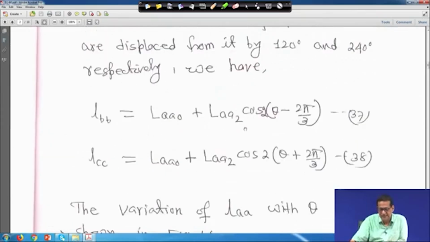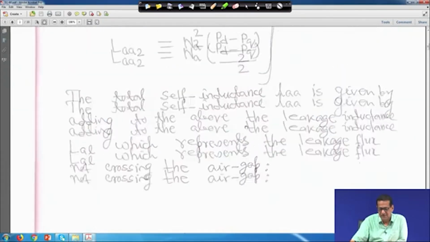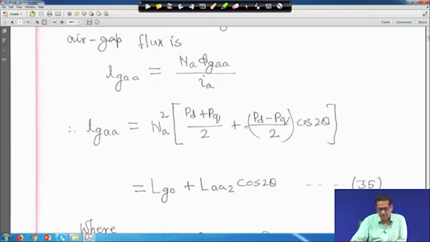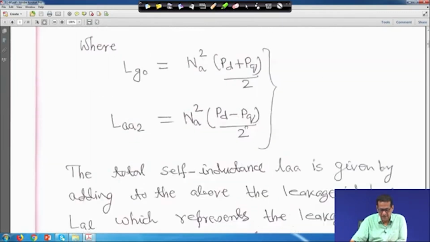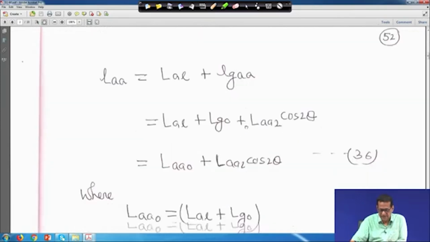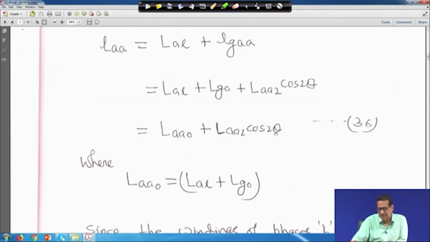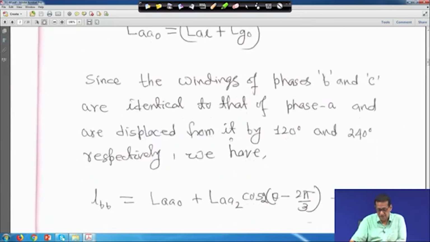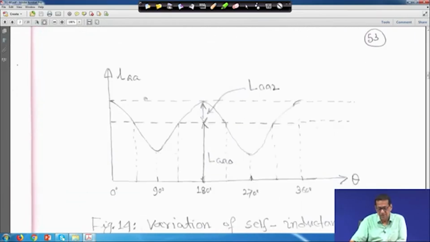So if you come to the expression for LA, when theta is equal to 0, the maximum value will be LA0 plus LA2. And when theta is equal to pi by 2, that means 2 theta is equal to pi, it will be LA0 minus LA2. So maximum is plus and minimum is minus. If you plot this, the plot will be like this.